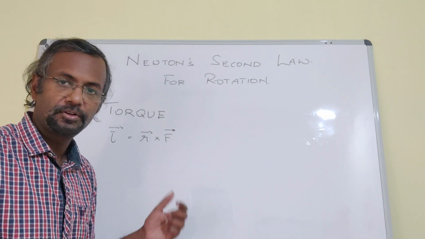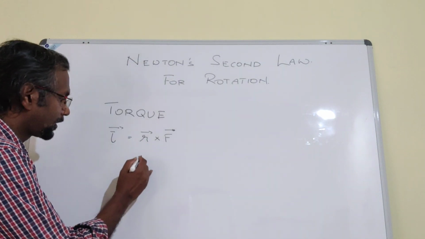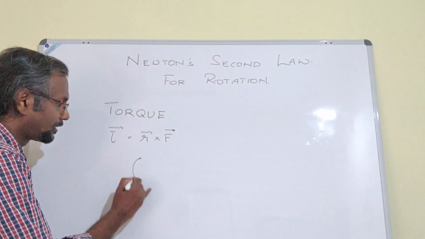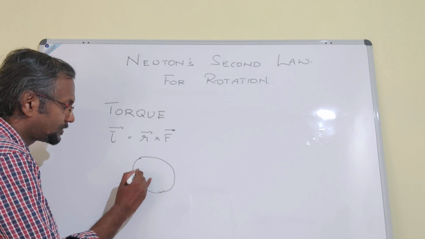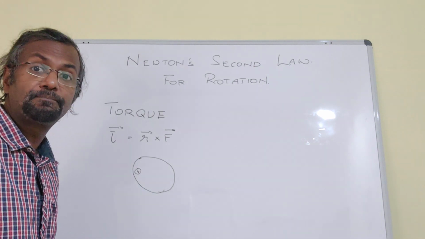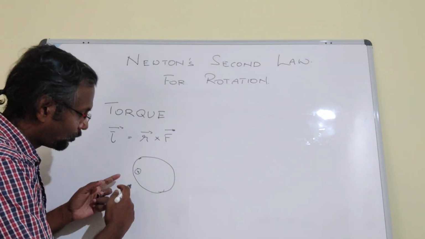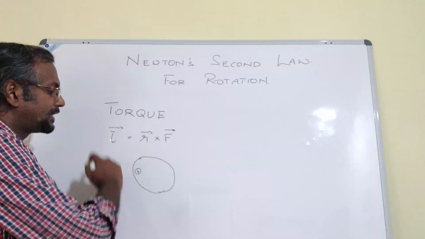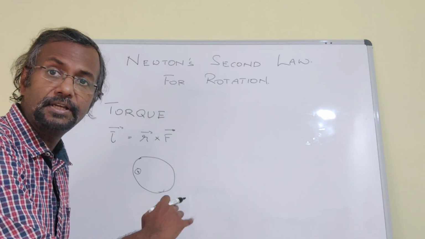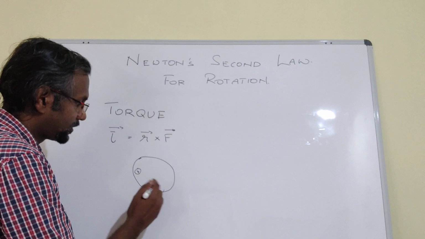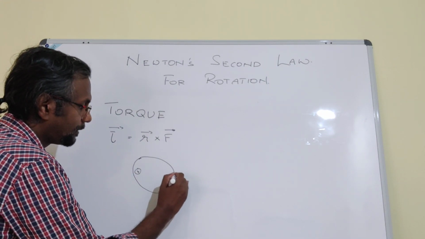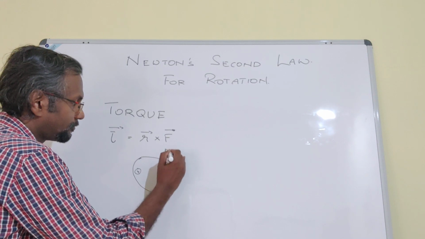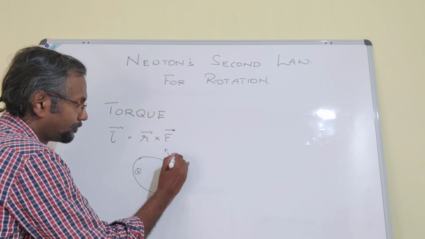What is R and what is F? Now let's look at the body, okay? Let's look at the body which is in, let's say, rotational motion. This is the body and this is where it's fixed, the axis of rotation is fixed, right? Now, the moment you apply a force in the anti-clockwise direction, it begins to rotate around the axis of rotation. Now, let's say the force is applied like this, in this direction. This is the force, F, right?